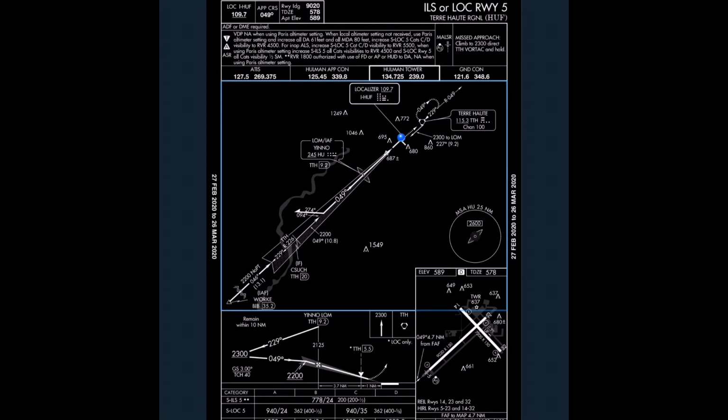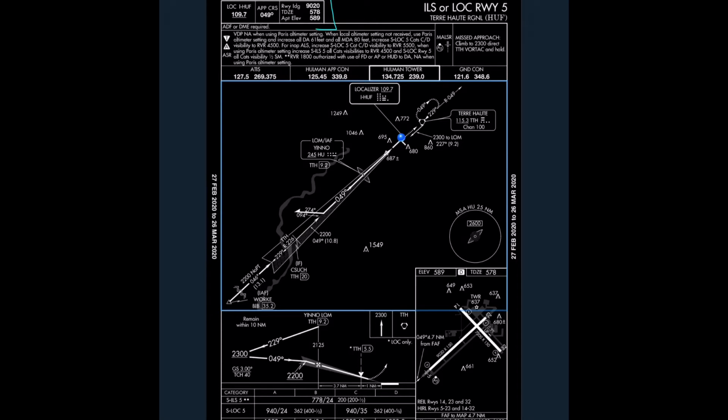Final approach course is going to be 049. Which is also shown in the plan view down here, 049 on the plan view. So you can see that we'll be using that for our final approach course if we have to set it in ourselves, but in the G1000, obviously, it automatically tunes in to the frequency and the approach course once we load it in. Runway length is 9,020.